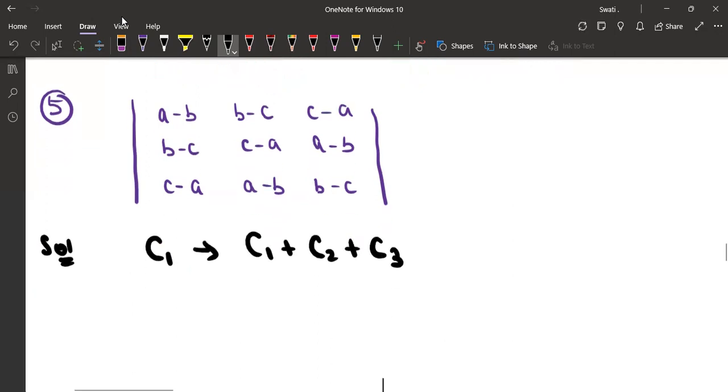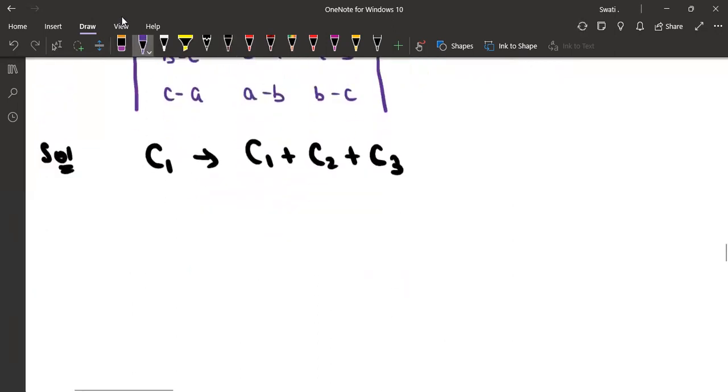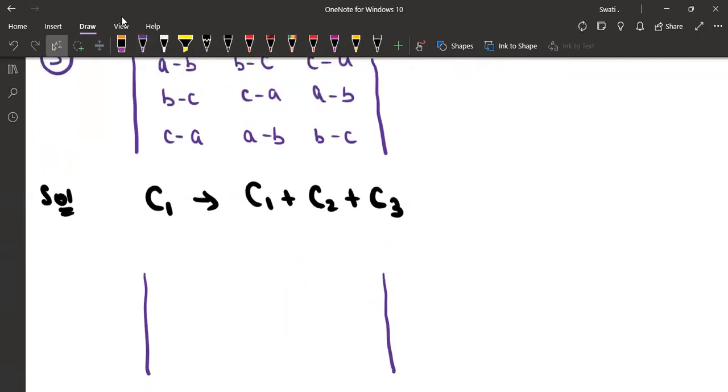So what will this become? This will simply become, first of all, we are not doing any changes in the second column and the third column. So we can write down those entries as they are. That means this is B minus C only, this is C minus A, and this is A minus B. This is going to be C minus A, this is A minus B, and this is B minus C.